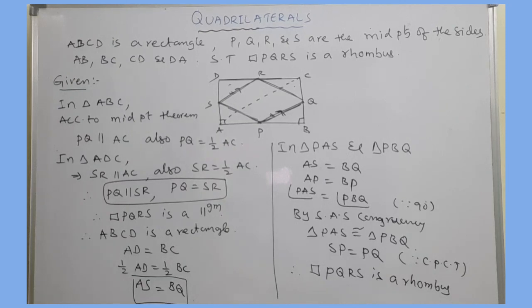So the line segments joining the midpoints of the sides of a rectangle form a rhombus. So PQRS, which is nothing but the lines joining the midpoints of the sides of a rectangle. Hence the quadrilateral PQRS is a rhombus.